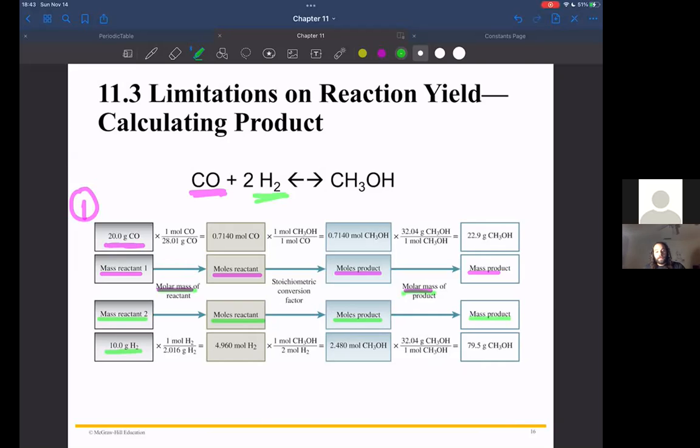Okay. And so at the end, I have 2 different calculations, 2 parallel calculations. One starting with reactant 1 and the second one starting out with reactant 2. And what I'm going to do is compare the values that I get at the end. So what this 22.9 grams is saying is that if all of my carbon monoxide was consumed, all 20 grams of that carbon monoxide, I would get 22.9 grams of methanol. Okay. Likewise, what the second calculation is telling me is if all 10 grams of my hydrogen gas was consumed, I would end up with 79.5 grams of methanol. Okay, so I'm going to compare these two numbers.